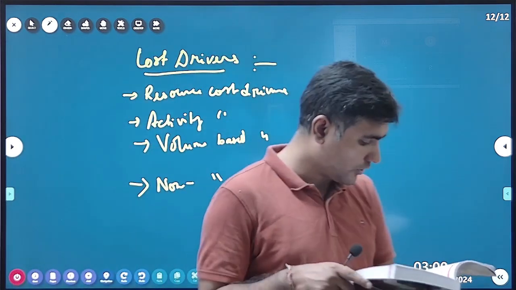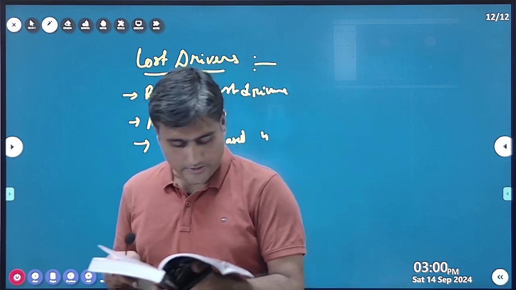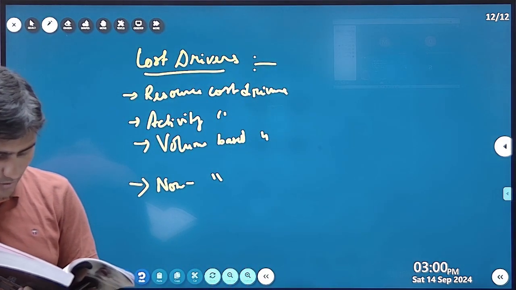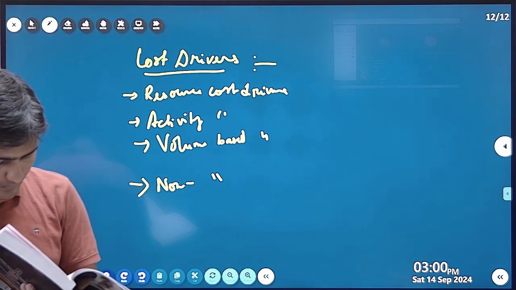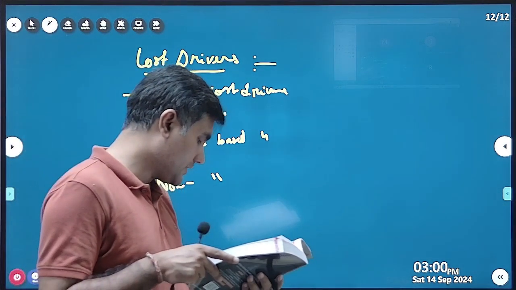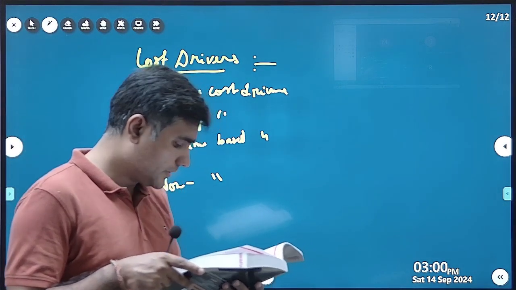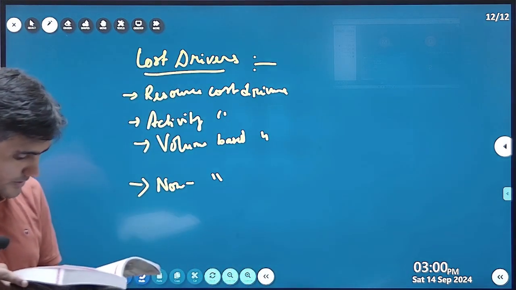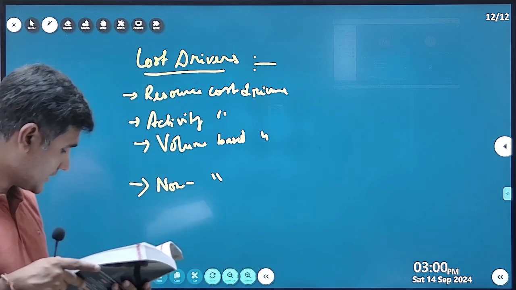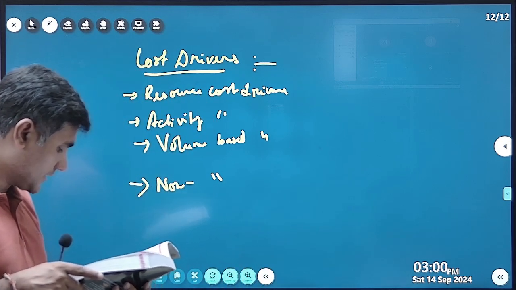Then there are non-volume based cost drivers. They are in contrast to volume based cost drivers. Non-volume based cost drivers are not performed each time a unit of the product or service is produced. For example, the number of production runs for production scheduling and the number of purchase orders for the purchasing activity.